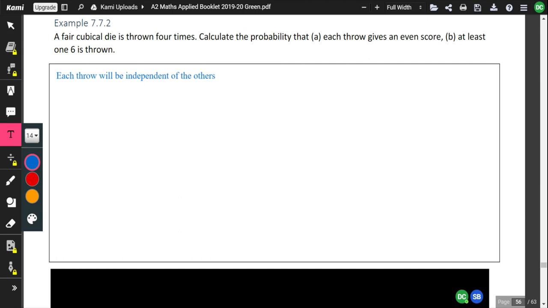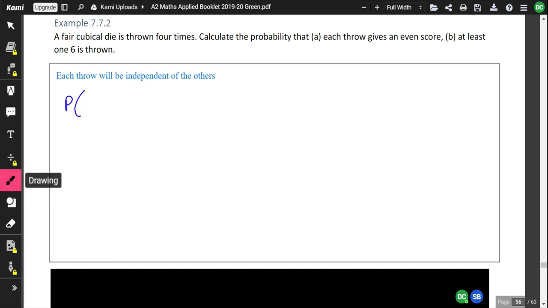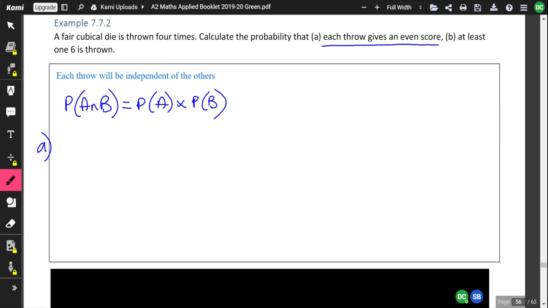For that reason, we can use the result that the probability of A and B happening, if A and B are independent, is simply the probability that A happens times the probability that B happens. So let's apply this to part A. Each throw gives an even score. So this is the probability that the first throw is even, and the second throw is even, and the third one is even, and the fourth also even.